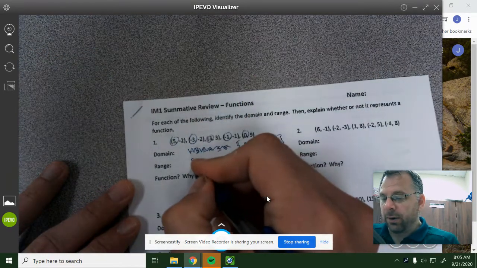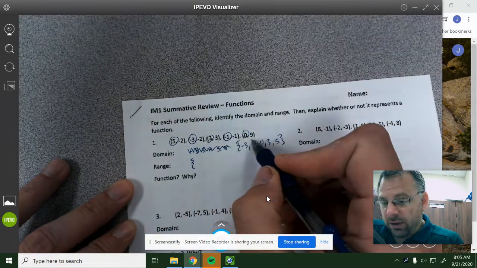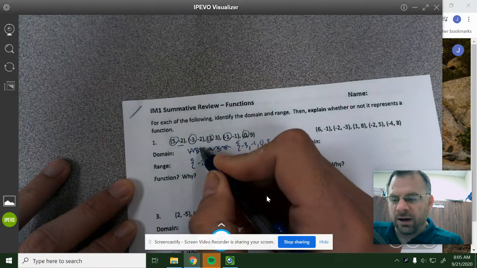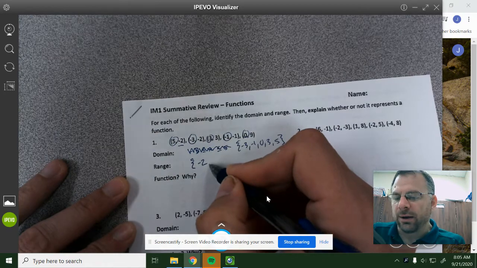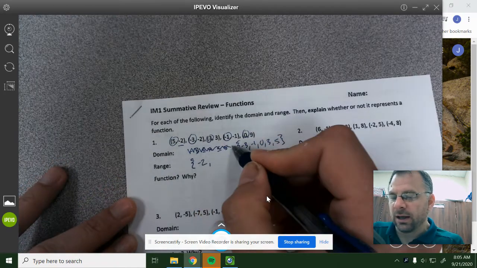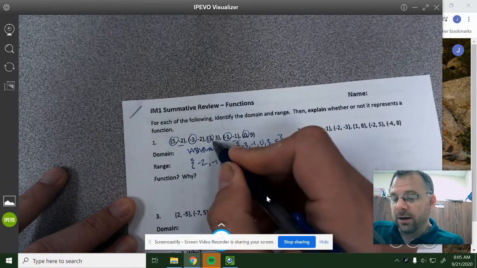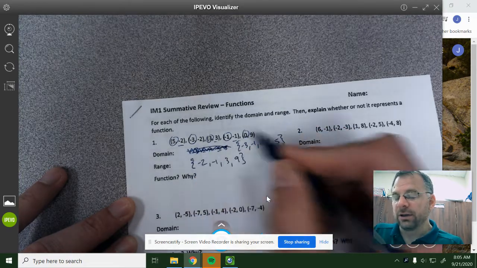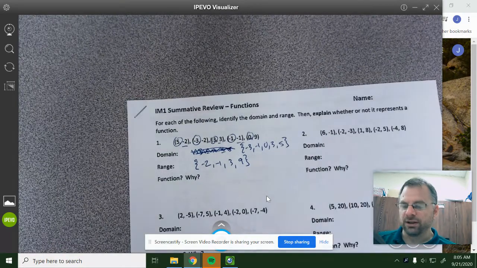Range is the same thing, possible y values. So I could have -2. Look, -2 again, but I've already got that. I've already said that that's a possible output, so I don't need to list it again. Here's -1, and then I've got 3 and 9. These are the possible outputs. So I've got possible inputs, possible outputs.